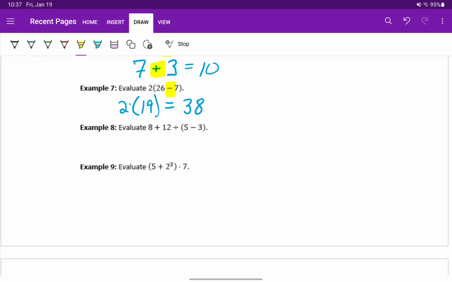In example 8, again, we'll start off with parentheses since we have those. So we'll keep this as 8 plus 12 divided by, and then in place of 5 minus 3, we'll simplify that to 2. There are no exponents, so the next thing we'll look at is multiplication and division from left to right. We have one division step, so this will become 8 plus 12 divided by 2, which is 6. And then our last step will be that addition step, giving us 8 plus 6 is equal to 14.